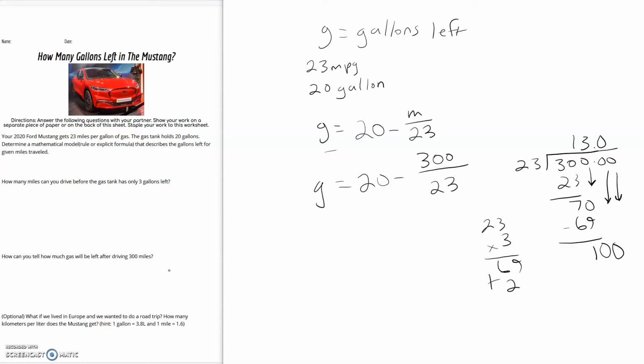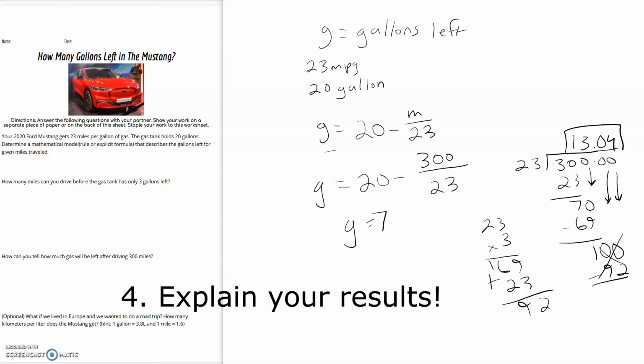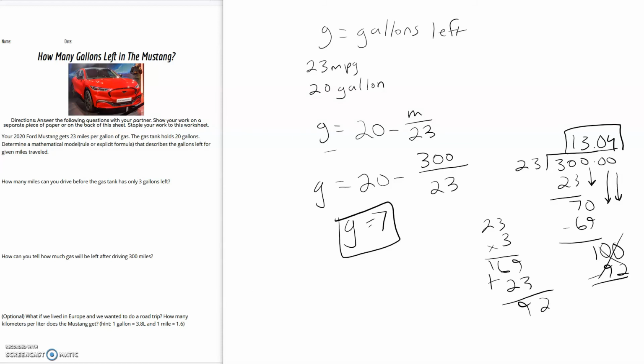So if we add 23 to 69, it's going to be, let's see, 92. So that's as close as we're going to get. That's pretty good. And we don't have to worry about that remainder. So it's about 13, we've spent about 13 gallons of gas. And now we need to subtract that from 20. So we're going to be left with about 7 gallons of gas if we've driven 300 miles. Awesome. So I'd say that does work.